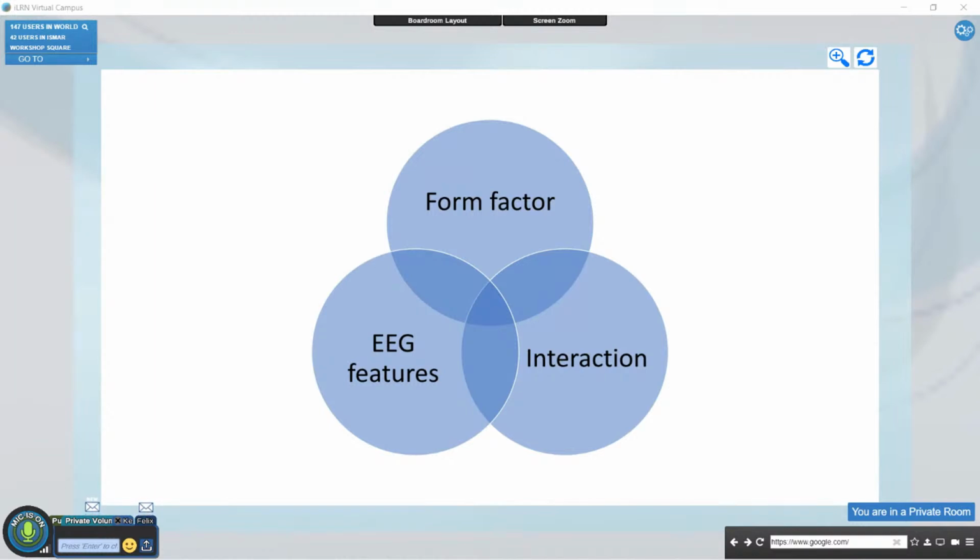So we're really looking at these three interacting factors, right? The EEG features that are available today, form factor is particularly important, and the kinds of interactions. And we think that we can play around with all three of these degrees of freedom to find something that works. And this is very much aligned with some of the issues that Hakeem presented.